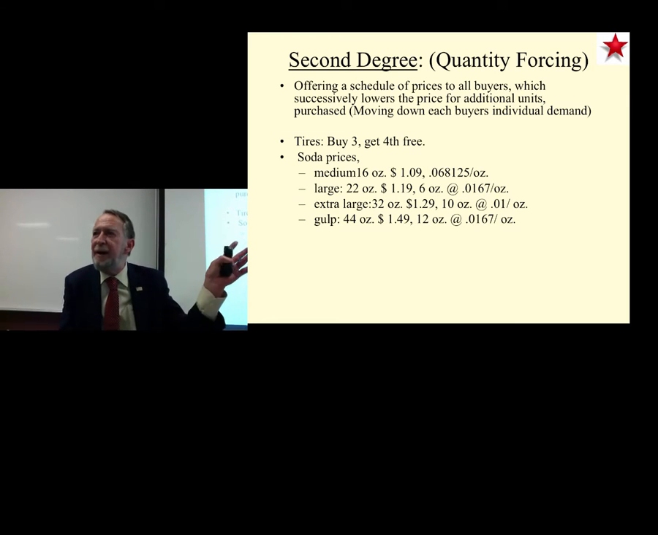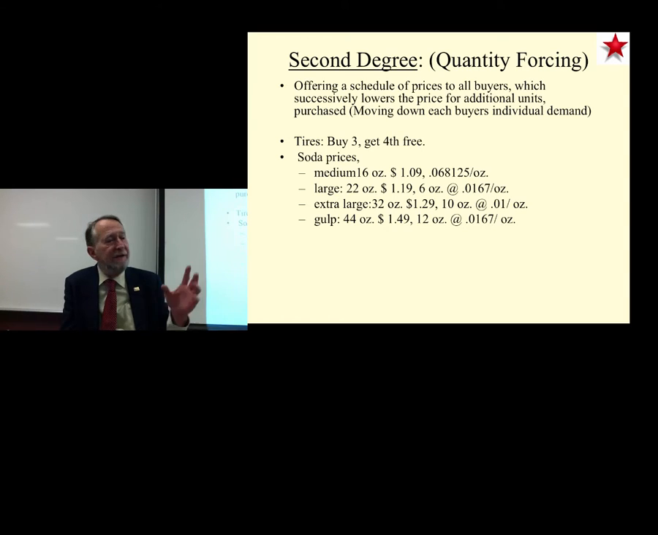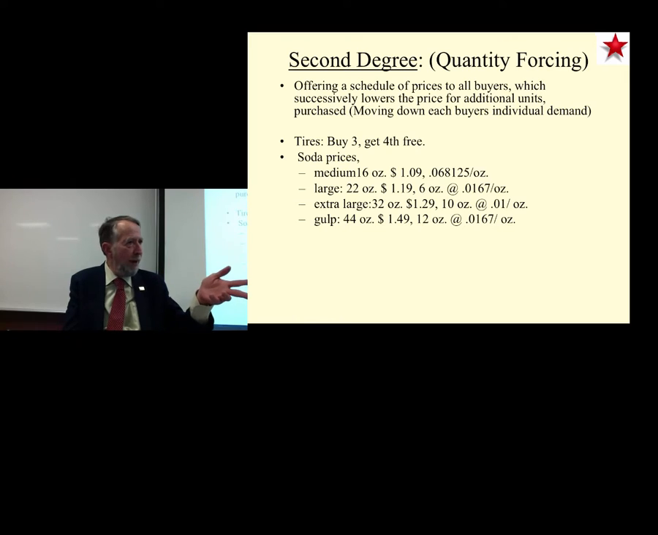If you go to the exchange or any place else, you'll see this kind of pricing on soft drinks. The medium is 16 ounces. It sells for $1.09. And if you divide that up, that comes out to about 6.8 cents per ounce. And then the large will be 10 cents more, and it increases, in this case, the amount by 6 ounces. And so each of those ounces only costs you about 1.6 cents, right? And then the extra large adds 10 ounces for an extra 10 cents, and that brings the marginal cost down to 1 cent. So that's what they're doing.